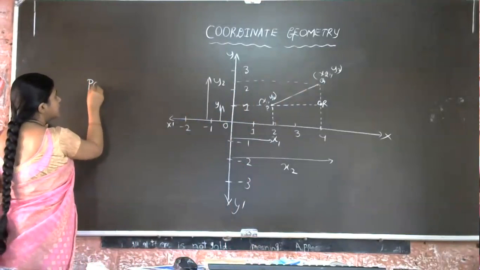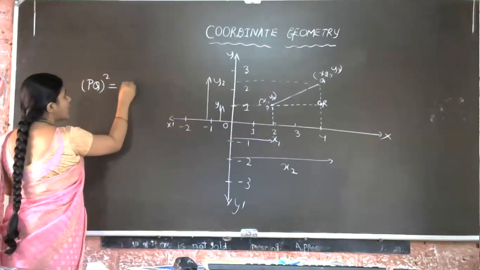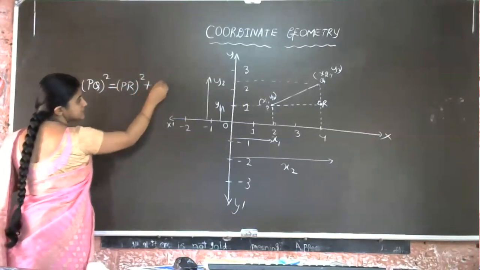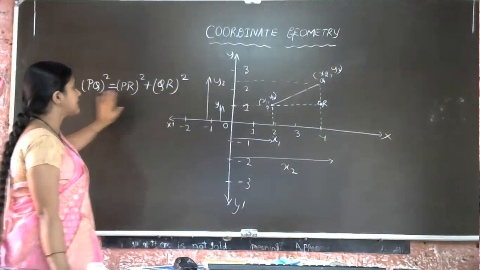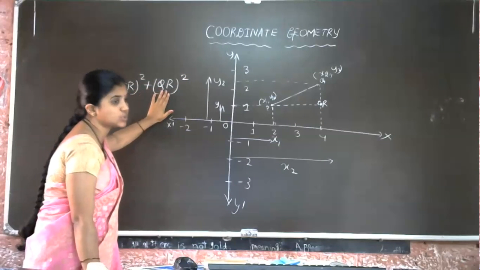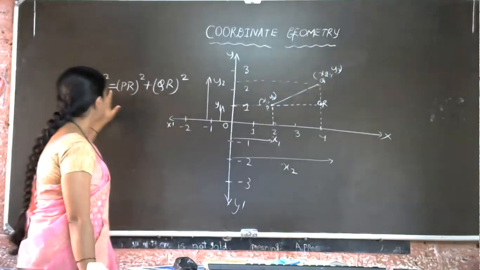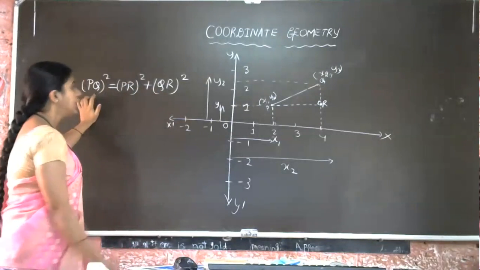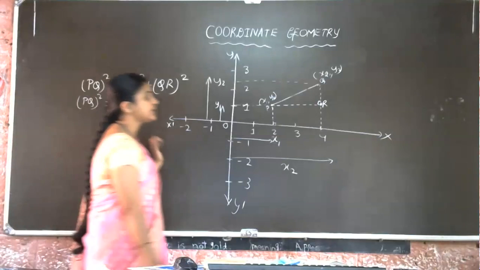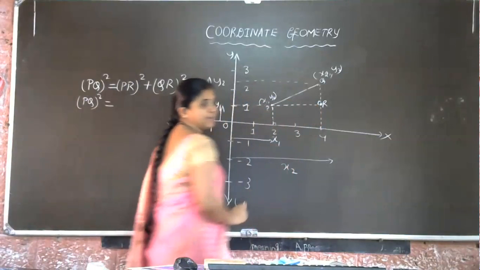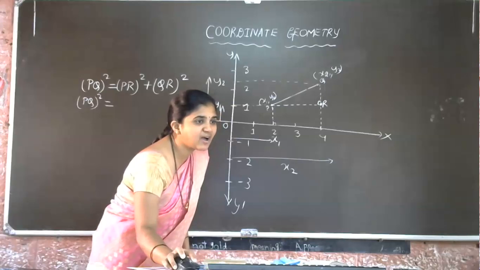Pythagoras theorem: the square on the hypotenuse, that is PQ square, is equal to PR square plus QR square. So according to the Pythagoras theorem, PQ square is equal to PR square plus QR square. We are deriving the distance formula. We need the distance of this PQ. Now PQ square is equal to, and from this figure, can we write the PR length? How can we take the PR length here? Can anyone give the idea? What is the length of PR?